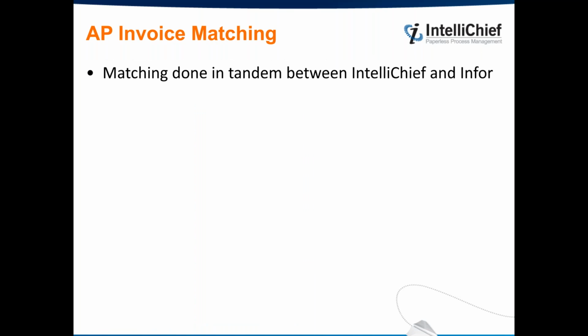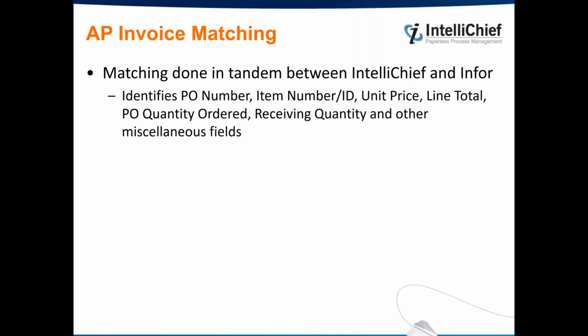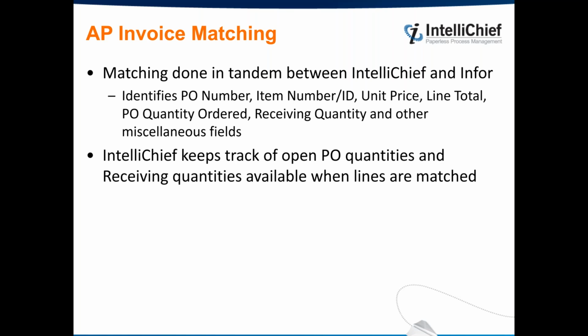So the matching, as we've been talking about, is done in tandem between your core system and IntelliChief. We'll identify PO number, item number, ID, receiving quantity, all the stuff that is required by the line of your core ERP system to create the voucher in the system. We also keep track of open PO quantities, right? So if you're one of the folks online that uses blanket POs, things like that, we keep track of that, and I'm going to show you in a second what that looks like. We keep track of open PO quantity, receiving quantities when available, and when those lines are matched.